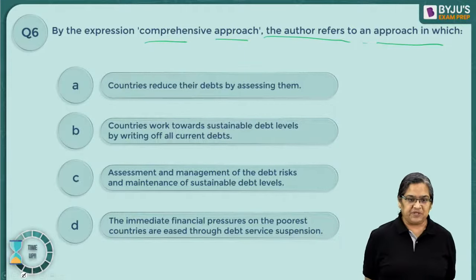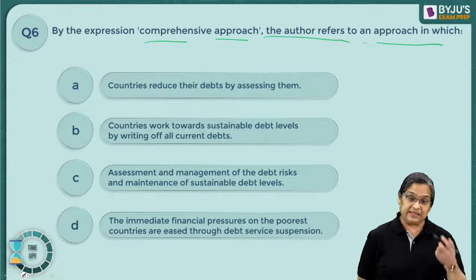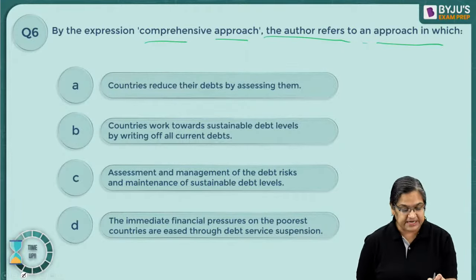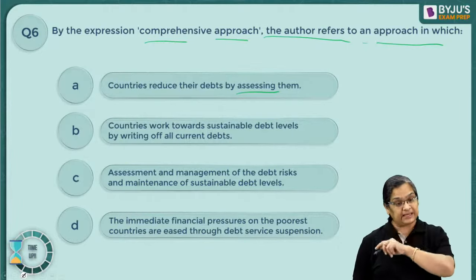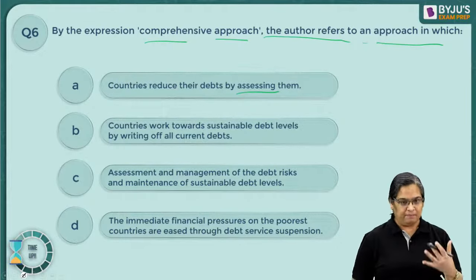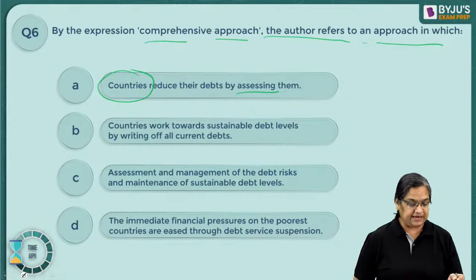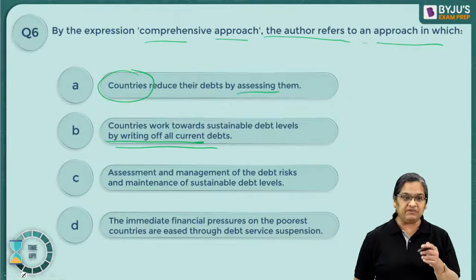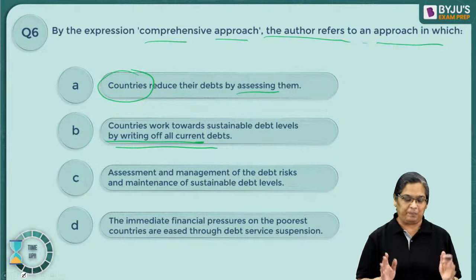C, most answers say C. Now, why not A? Can I reduce my debt by just assessing them? Assessing has to be done, so that will help countries to manage their debts. Which countries again? Second, can you write off all current debts on your own? Again, which country? Suppose I have taken loans and I write off all my loans. I'm not going to pay you back.